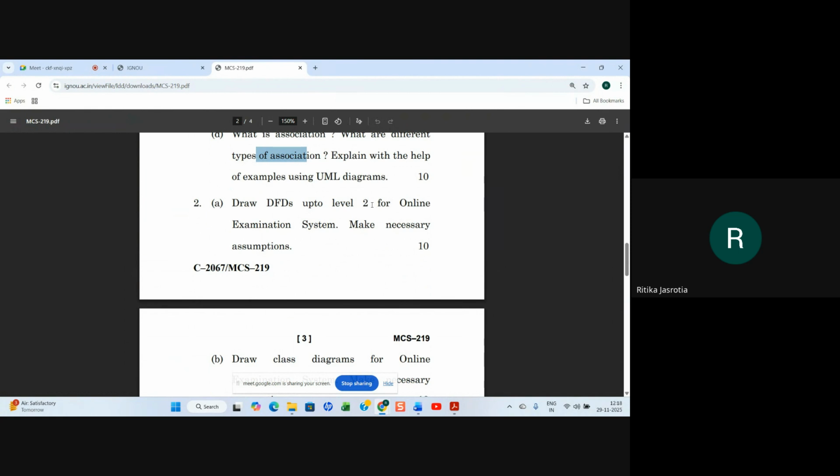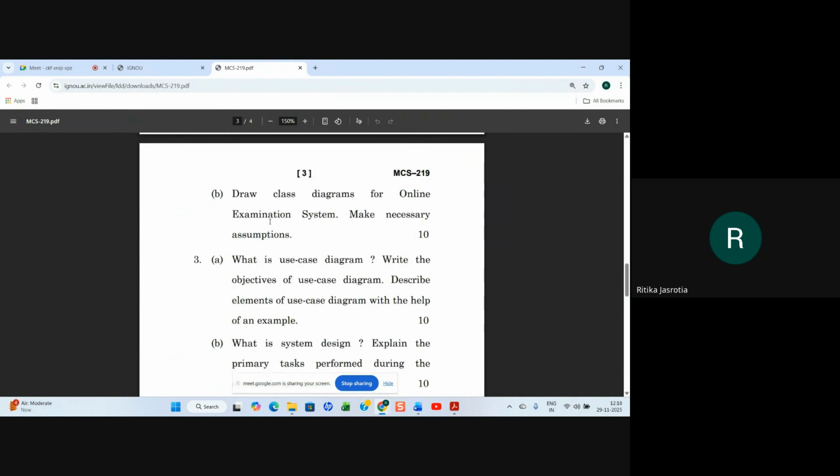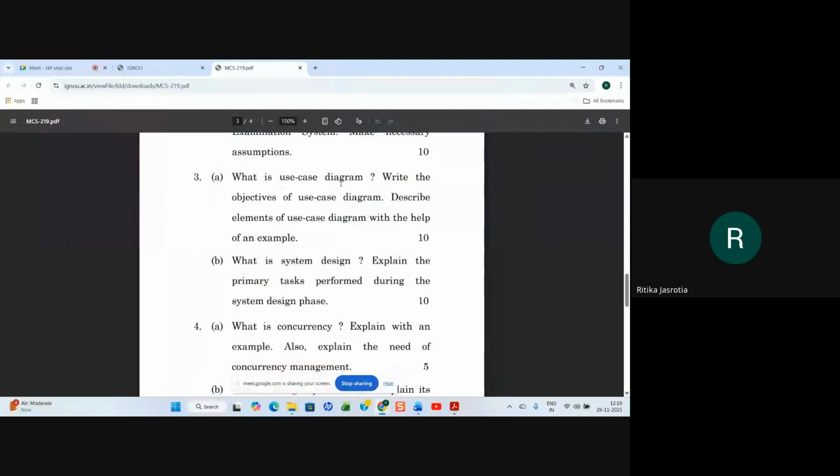Draw DFDs up to 2 levels for online examination system. Make necessary assumptions. Again, DFD is asked here in the second question. Draw class diagram for online examination system. So class diagram is asked. Third is: what is use case diagram? Write the objective of use case diagram. Describe elements of use case diagram with the help of an example. So this is another one which is asked.